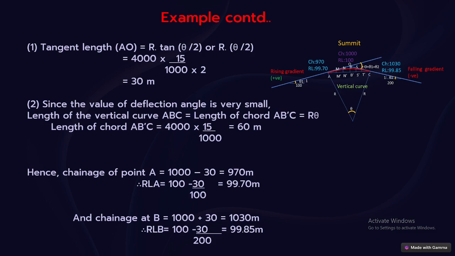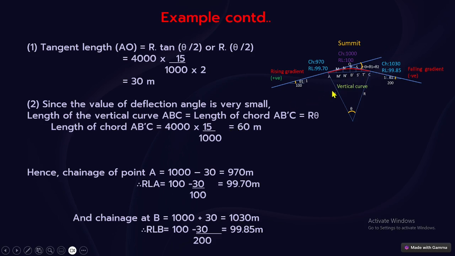Also the deflection angle is very small. If you work it out in degrees, the deflection angle will be less than 1 degree, very meager. That is why there won't be much difference between the tangent length, chord length and arc length; the difference will be minimum. So since the deflection angle is very small, we consider the arc length of the vertical curve equal to the chord length.